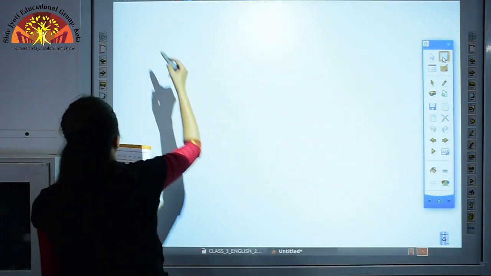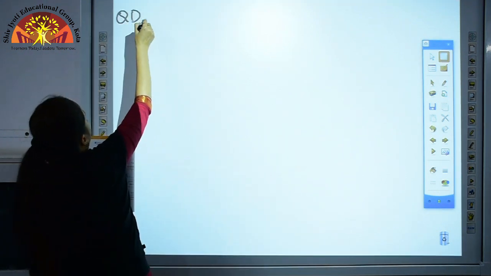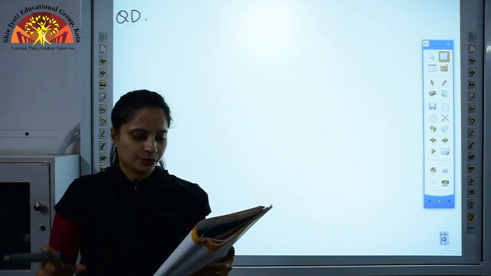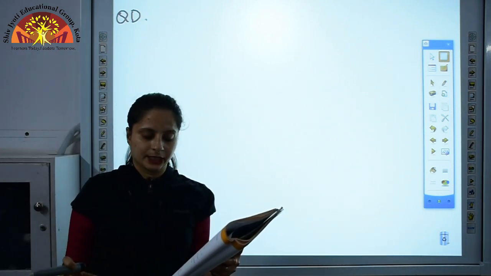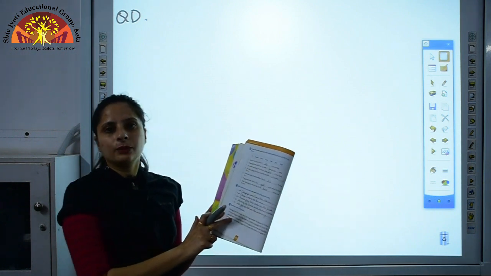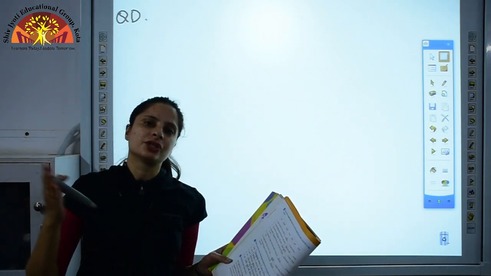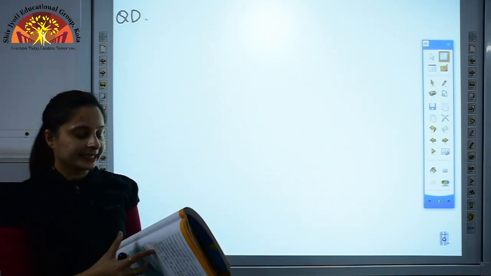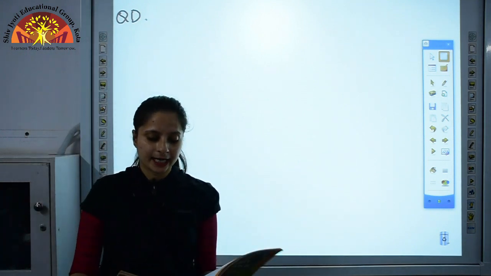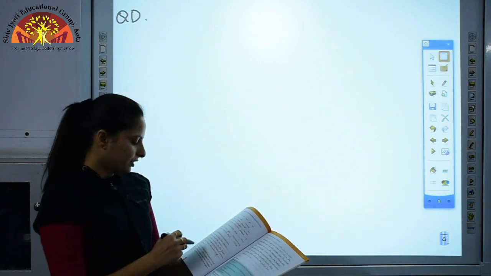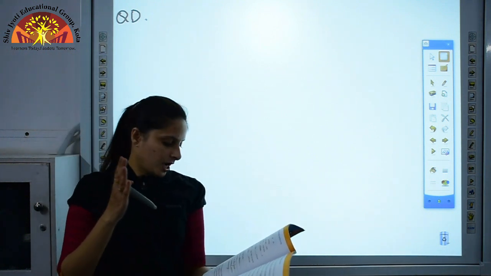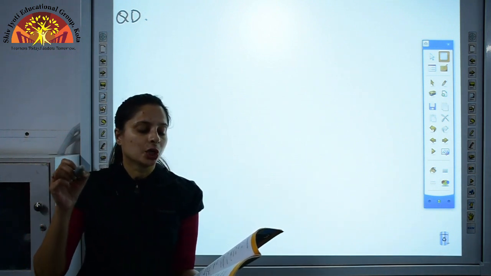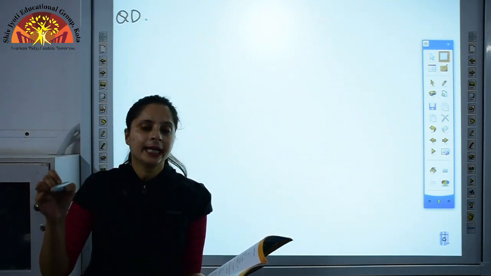Okay. Now I'll discuss question number D with you all. Here is a paragraph given to you. Read about Rohit's daily routine, and all the underlined words over here you have to change into their past form. For example, Rohit gets up at 7 a.m. They have already given you the first as an example of how they have changed get into its past form. It's Rohit got up at 7 a.m.